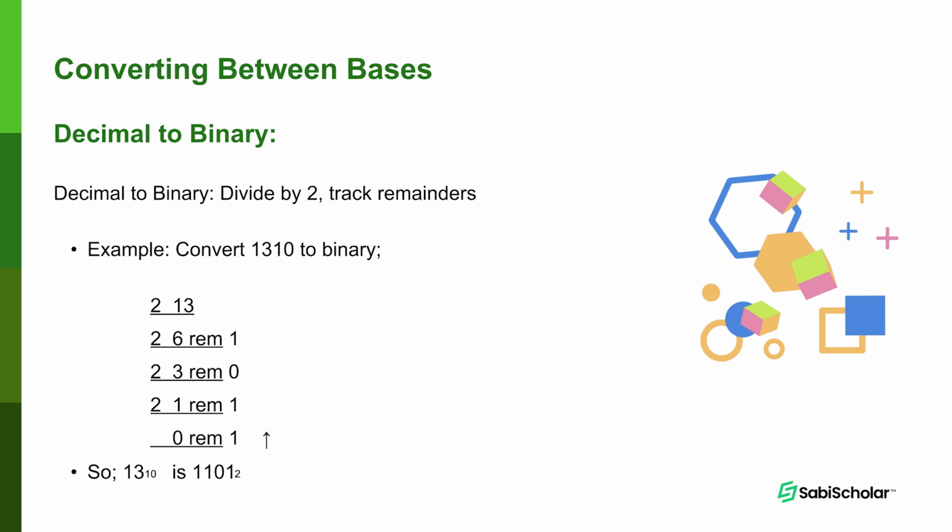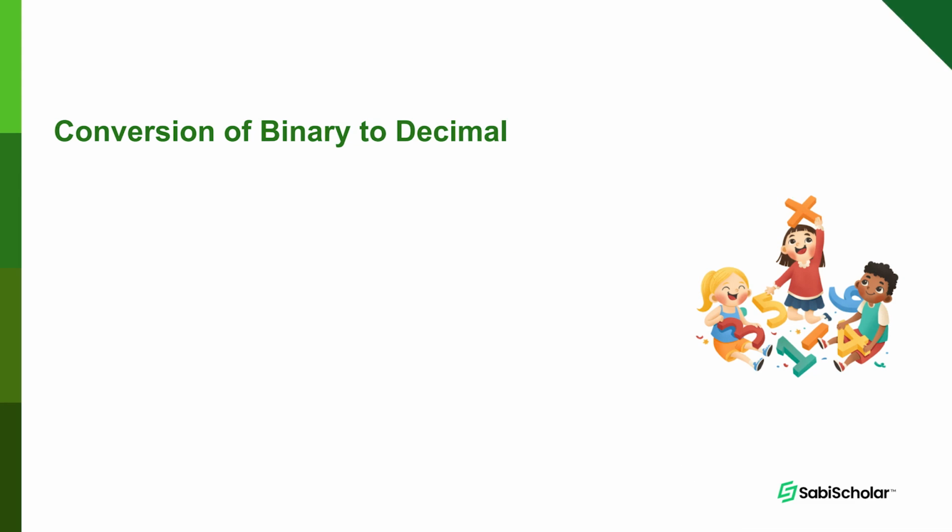That is, to convert a number from decimal, which is base 10, to base 2, we are going to divide the number by 2 and we track the remainders. And finally, we take the remainders from the last one upward. What of conversion from binary to decimal? That is, we want to convert a number from base 2 to base 10.